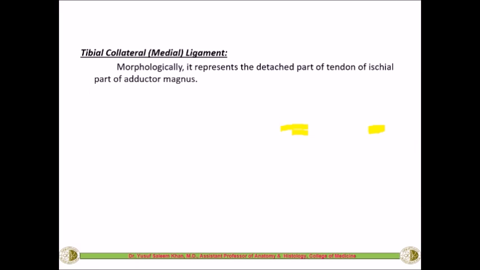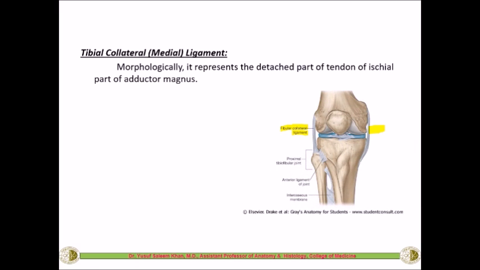Coming to the next ligament, that is the tibial collateral ligament. In this picture it has not been shown actually, so that's why I have marked it here. This is the tibial collateral ligament. It is said, morphologically, to represent the detached part of the tendon of the ischial part of the adductor magnus. If you remember, the adductor magnus has a very big insertion into the linea aspera, and it continues all the way up to this tubercle here. This is called the adductor tubercle.